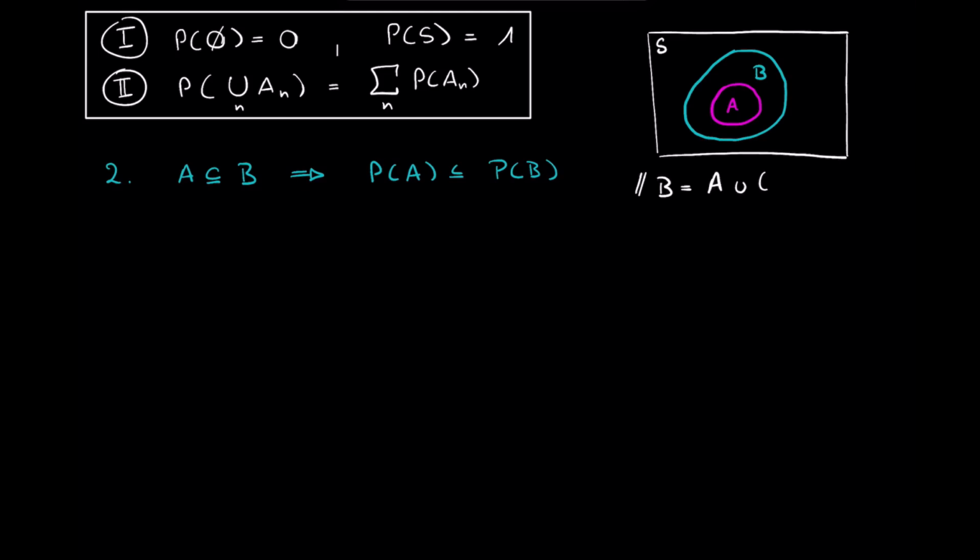We can rewrite B as the union of A and the intersection of B and the complement of A. Let's visualize this. Here we get the outer ring of B without the set A. Then A and this outer ring are again disjoint, and we can compute the probability of B using the sum of the individual probabilities, using our second rule.